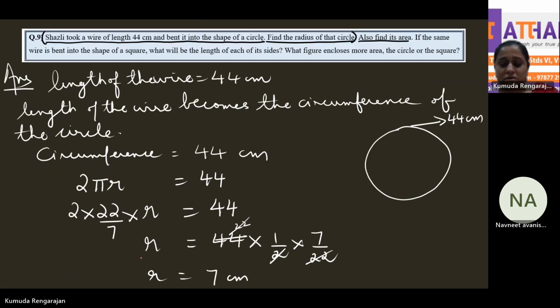So we found the radius. Now we have to find the area. Area of the circle is equal to pi r square, square units.